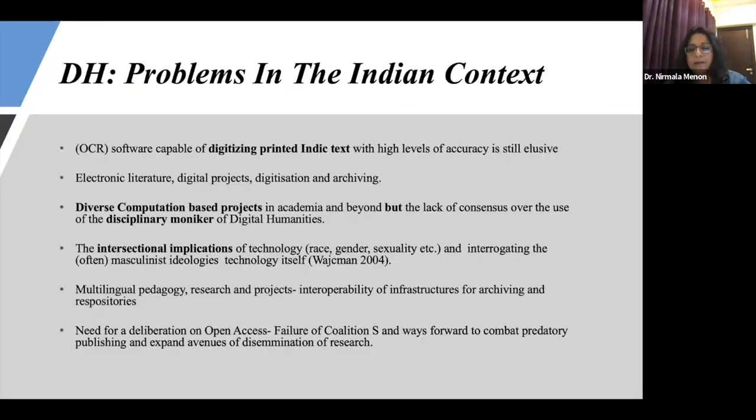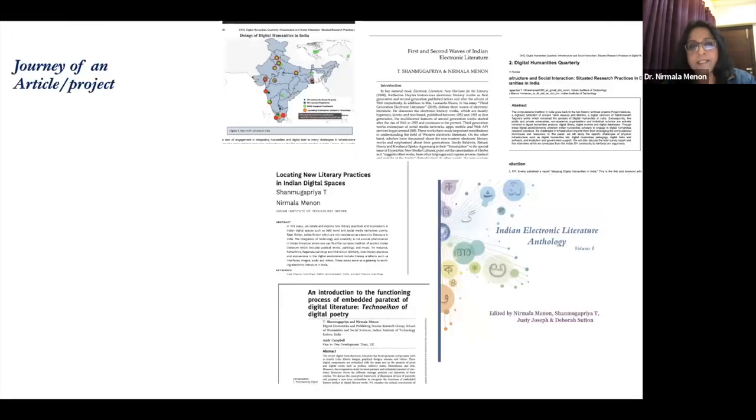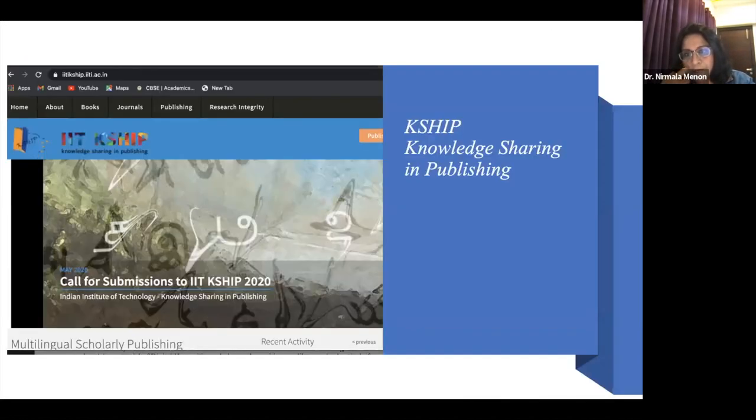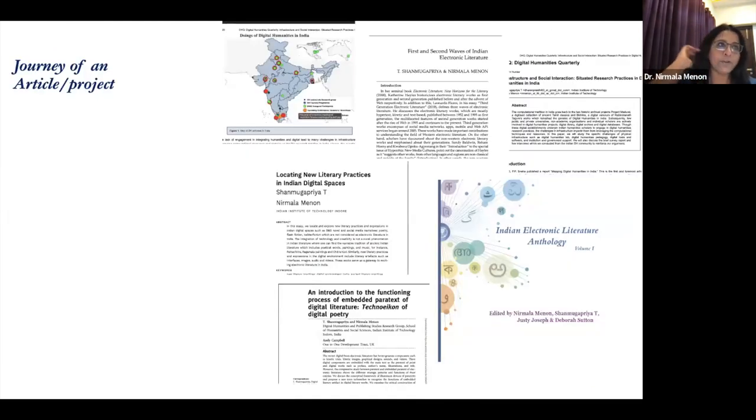The one that I'm really excited about, and which should be out in the next few weeks, I wanted to share here because it shows how we do DH in our lab at IIT Indore. The co-author that you see is my student.